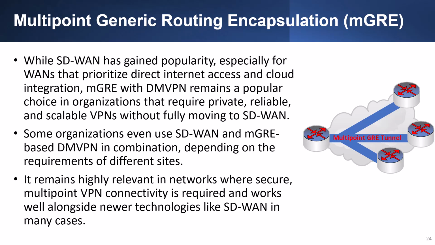While SD-WAN has gained popularity, especially for WANs that prioritize direct internet access and cloud integration, MGRE with DMVPN remains a popular choice in organizations that require private, reliable, and scalable VPNs without fully moving to SD-WAN. Some organizations even use SD-WAN and MGRE-based DMVPN in combination, depending on the requirements of different sites. It remains highly relevant in networks where secure, multipoint VPN connection is required and works well alongside newer technologies like SD-WAN in many cases.